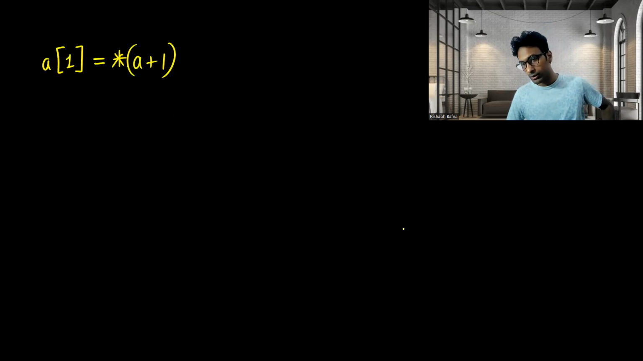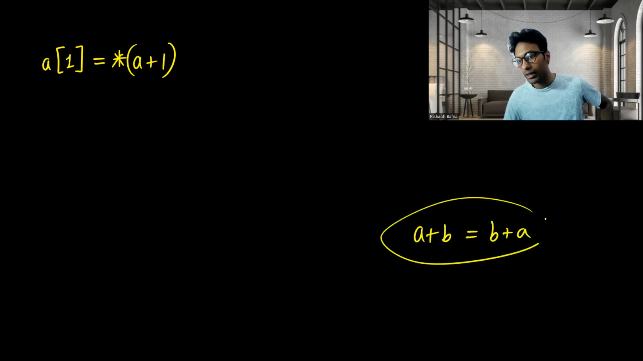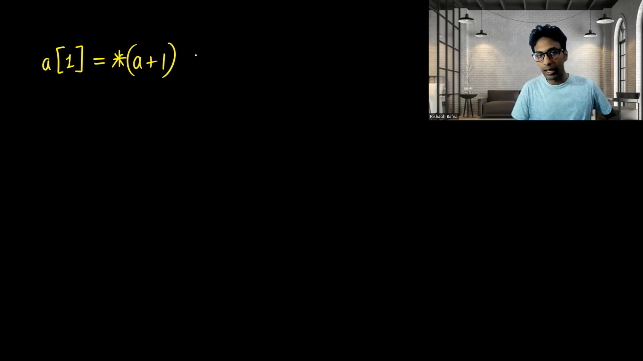Now, if you see, what is A plus B? Is it equal to B plus A, the commutative property? You use it. Star of 1 plus A.